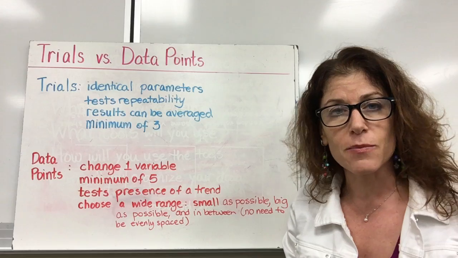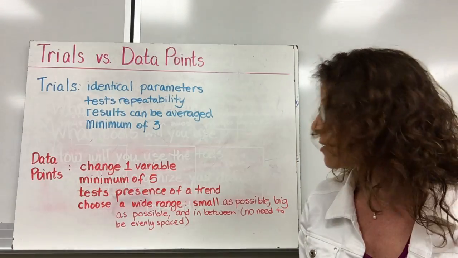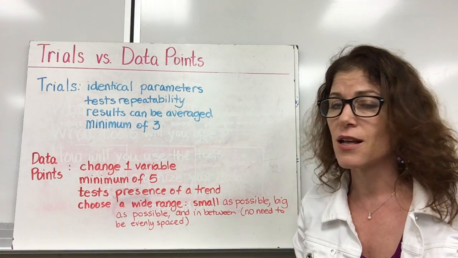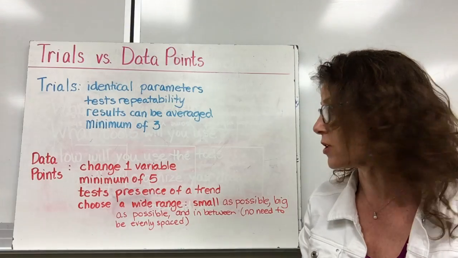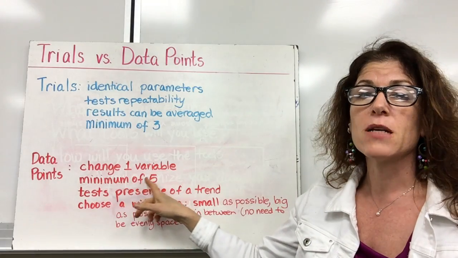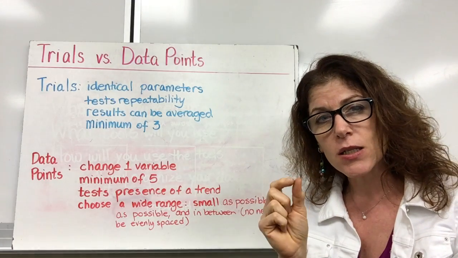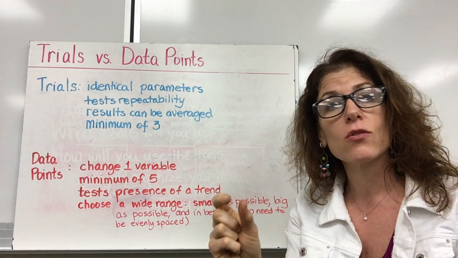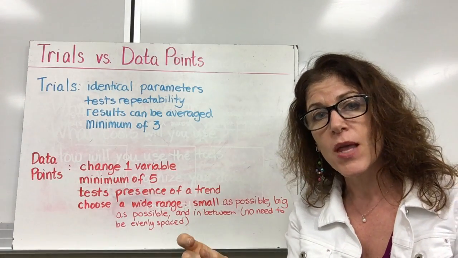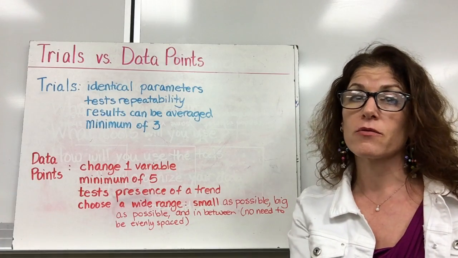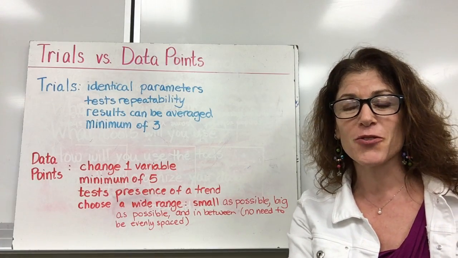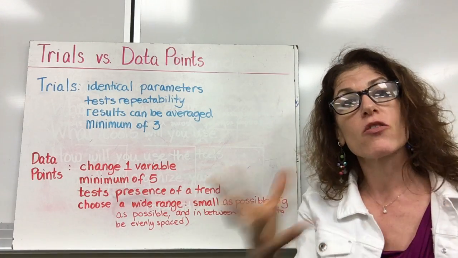3 is not acceptable to see a trend in our class, and in most other upper level science courses, you're not going to do only 3. You have to do a minimum of 5 different data points. In general, you want to pick the smallest possible value that you can use for your independent variable. Then you want to pick the biggest reasonable possible value for your independent variable. Then you want to pick 3 in between.